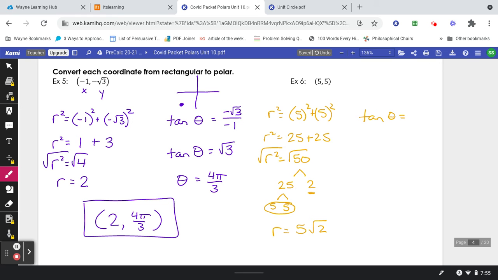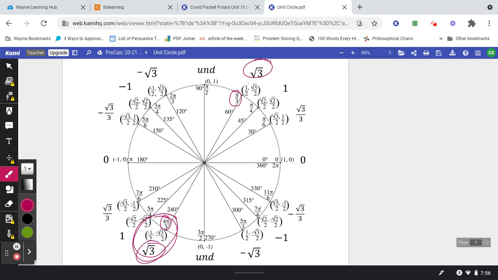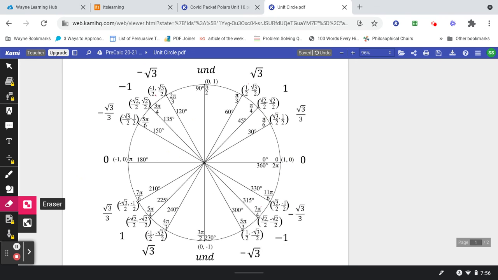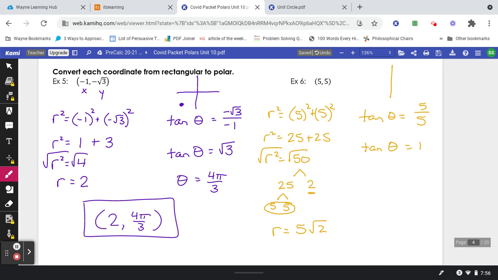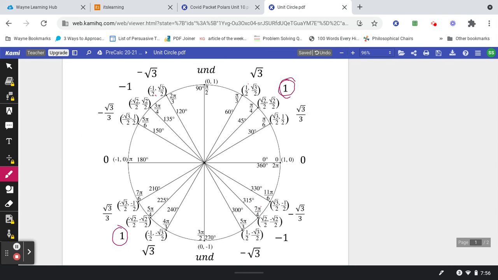All right, then we have the tangent is y over x. Make sure you put it in that order. For this one, it doesn't matter because x and y are the same. And then we simplify that to get 1. And as we look on the unit circle, notice that there are 2 locations where your value is 1, down here as well as up here. So we just got to figure out which quadrant that point would be in if we plotted it. So 5, 5, positive, positive. You go forward and up. That would put you right here in that quadrant. And so that means our answer is going to be here, pi over 4.